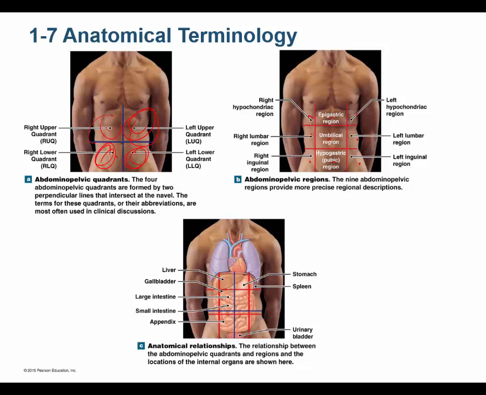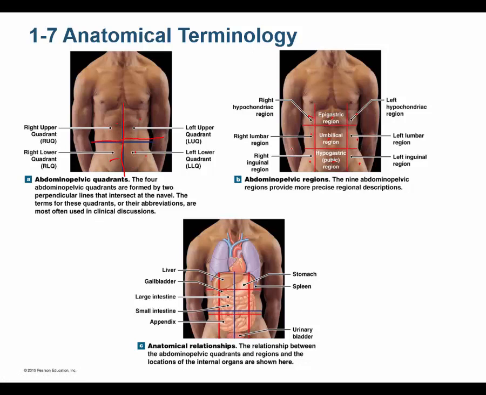So yes, as you're looking at this, this is your left, but as it exists on this person, it's the right upper quadrant. Notice that the cross he or she draws on themselves goes right down through the umbilicus, the belly button. So you take a vertical line right down through the belly button, you take a horizontal line right through the belly button, and then you have your quadrants.